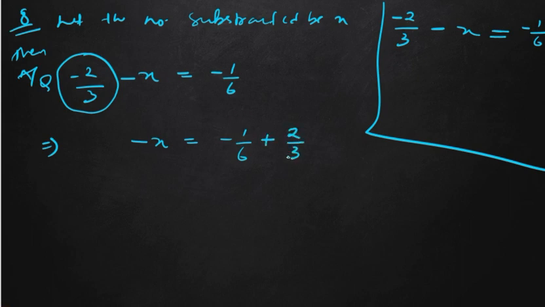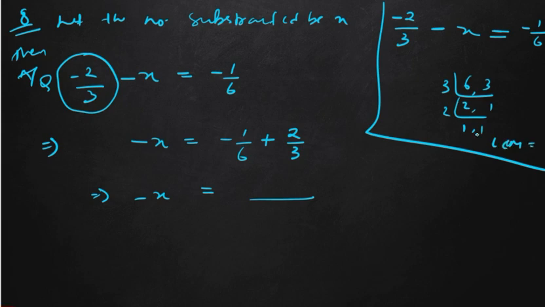So we need to solve this. Our left side is minus x. The LCM of 6 and 3: 3 times 2 is 6, and 6 times 1 is 6. So our LCM is 6. So the numerator is minus 1. The denominator is 6, so what should be multiplied to 6 so that the answer is 6? That is 6 times 1 is 6, plus 2 into. The denominator is 3, so 3 times 2 is 6. So we will write the 2 here.